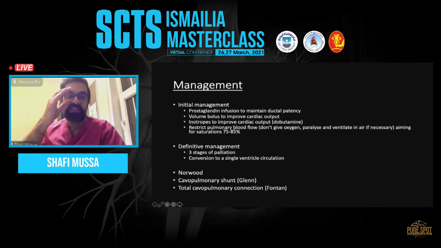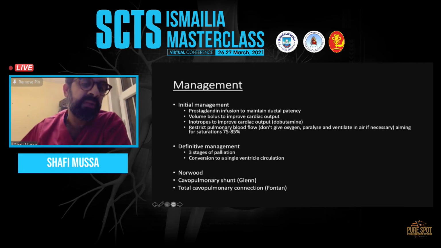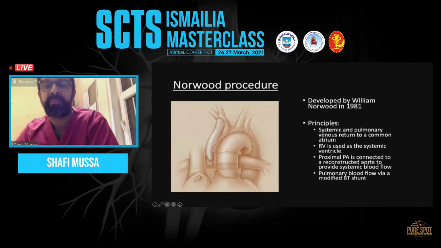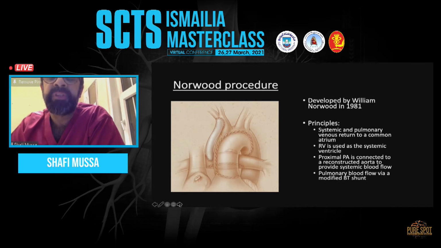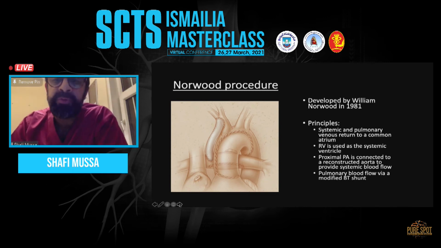As I've mentioned, definitive management is three stages of palliation and conversion into a single ventricle circulation, the first step of which is the Norwood procedure. So this was developed by William Norwood in 1981, and the principles are to join the systemic and the pulmonary venous return to a common atrium, and that is accomplished by performing a septectomy. The right ventricle is used as the systemic ventricle, and in order to secure the systemic outflow, the proximal pulmonary artery is connected to a reconstructed aorta.